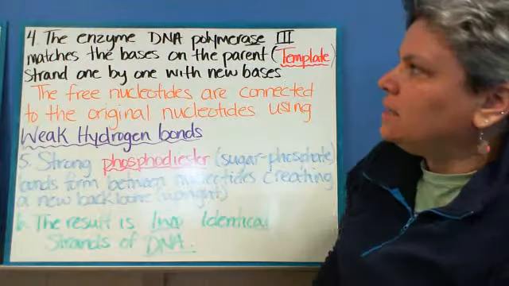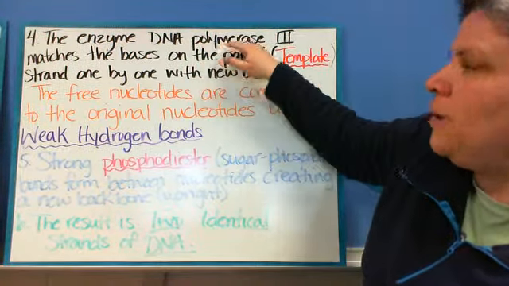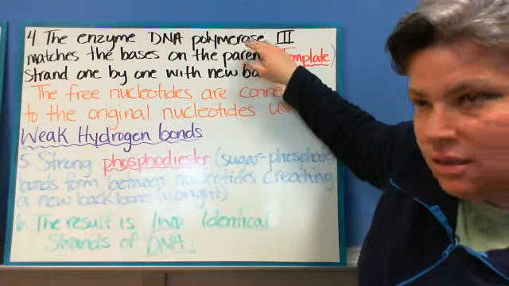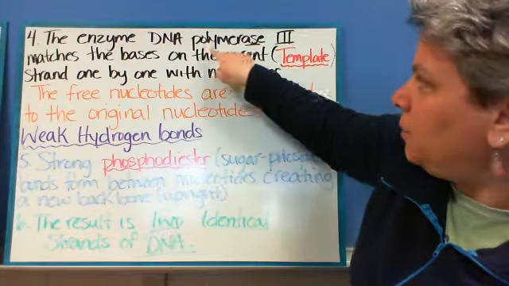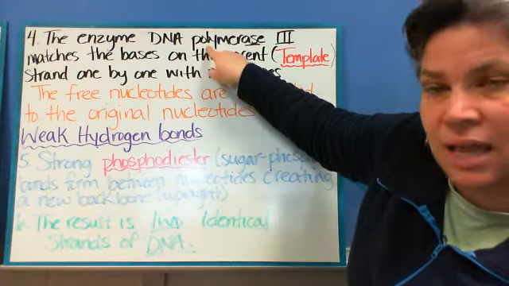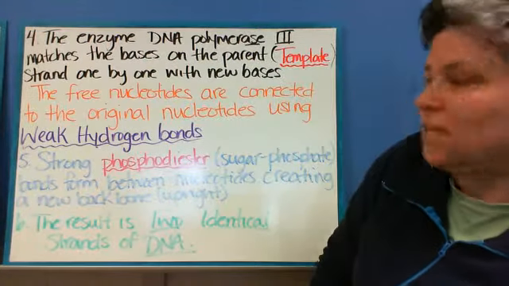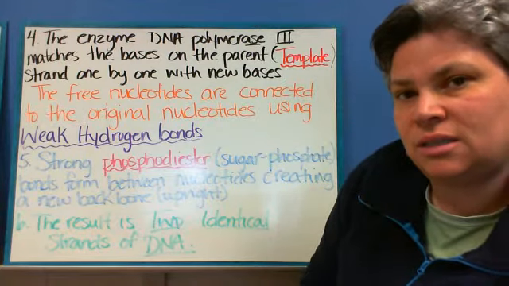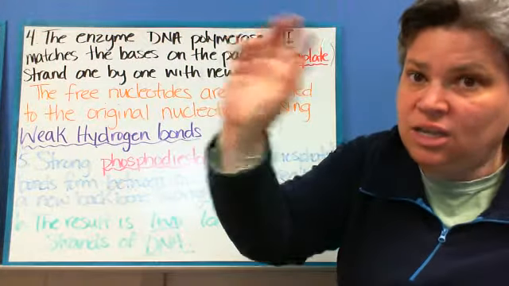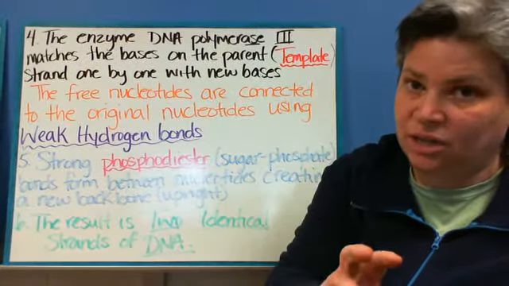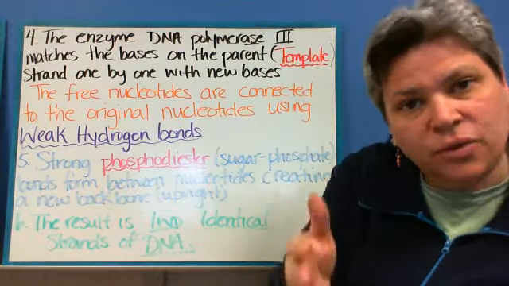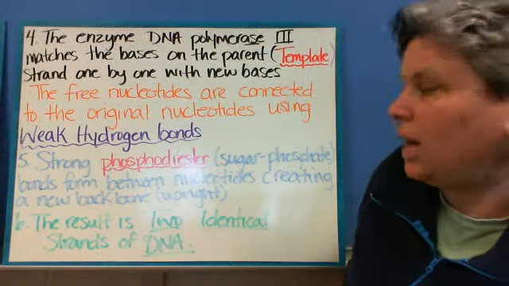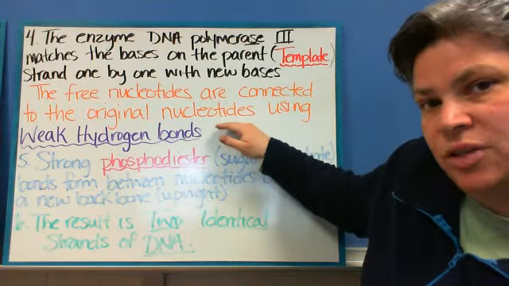So what happens next? An enzyme called DNA polymerase III, DNA polymerase. I know it's an enzyme, it ends in ase, polymer. It's the enzyme that makes the DNA polymer. It'll match the bases on the parent or template strand one by one with the new bases. So A, I'm going to bring in a T, G, I'm going to bring in a C, C, I'm going to bring in a G, C, I'm going to bring in a G, and it does it for the whole strand. The free nucleotides are connected to the original nucleotide, again using those weak hydrogen bonds.